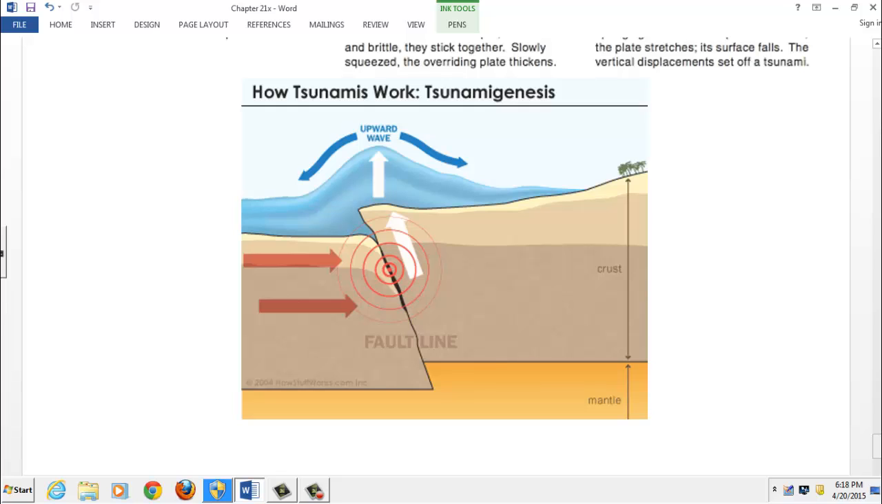And one more time, here's a diagram. Got the earthquake happening at the fault line, the boundary connecting the two plates. And as the upper plate bounces upwards, snaps back into place, it creates a huge wave.